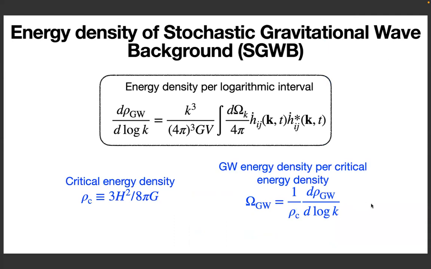Furthermore, we also like to write down the gravitational wave energy density normalized by the critical energy density. Here the critical energy density, you all know how it is defined. So if I do this, I define Omega_GW, that is this number that you will find everywhere when somebody talks about the production of gravitational waves in the early universe, which is the gravitational wave energy density per critical energy density, defined as here. So remember this equation, that's the equation that we would like to compute from the lattice.